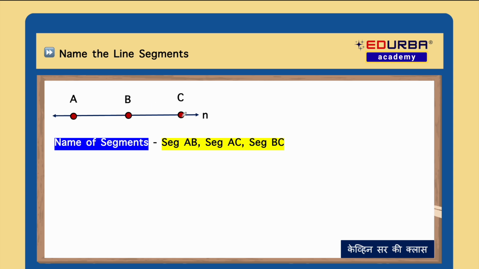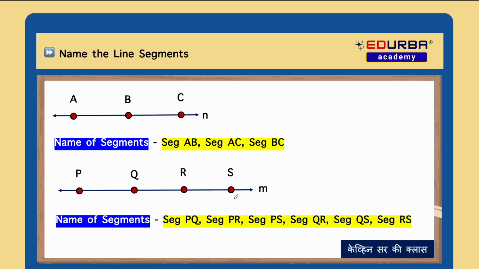Now you can pause the video for a moment and write down segments on the line M. Did you get it correct? The name of the segments on this line are segment PQ, segment PR, segment PS, segment QR, segment QS, and segment RS. So we got 6 segments on line M.